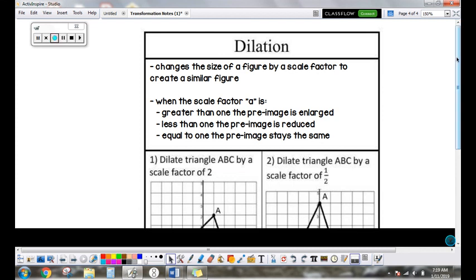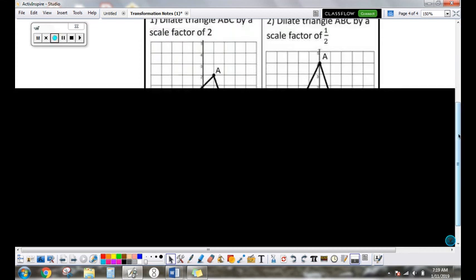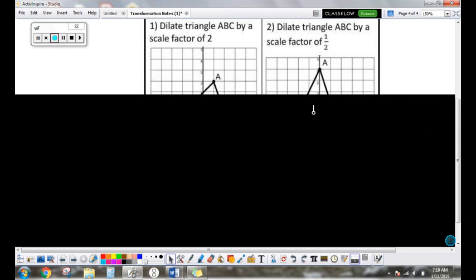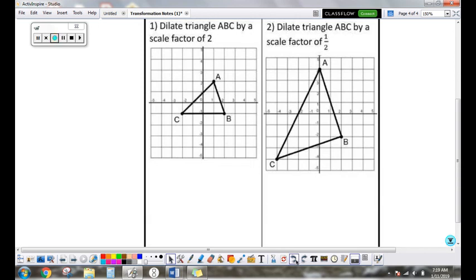So we're going to do some practice problems with dilations. You'll notice that these are pretty simple. Okay, so the first one we're going to do is we're going to dilate triangle ABC by a scale factor of 2. So first of all, most importantly, we're going to figure out what our points are. Okay, this will make it easier. It's much easier if you actually write the points down for this one.